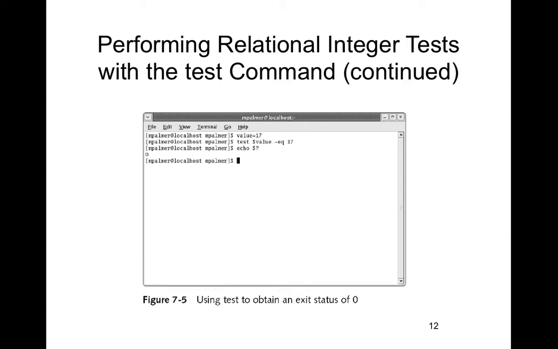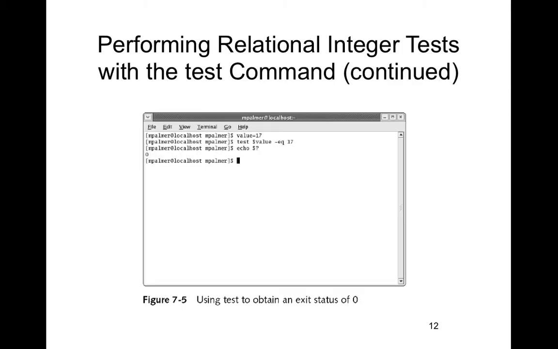It'll come back and echo $?, which would be 0. That would be true. It is equal to 17. So using the switch -eq 17, test to see if it's equal to 17. These commands should work in your Unix account as well. So using test to obtain the exit status of 0 in this case.